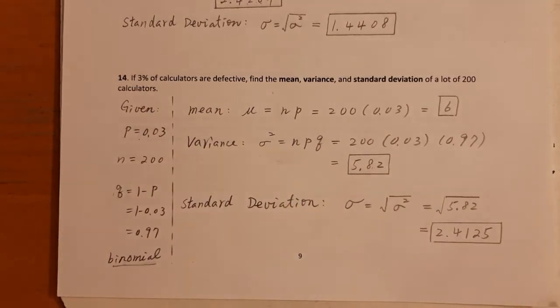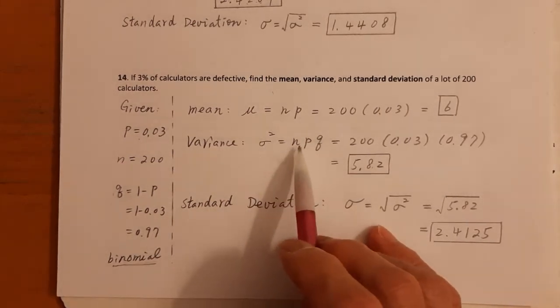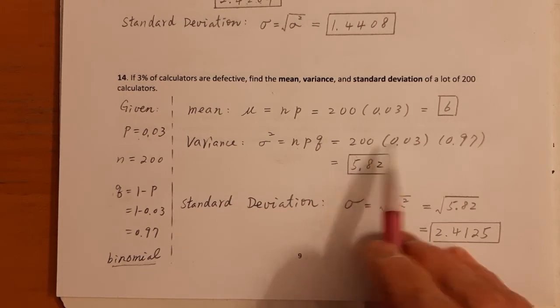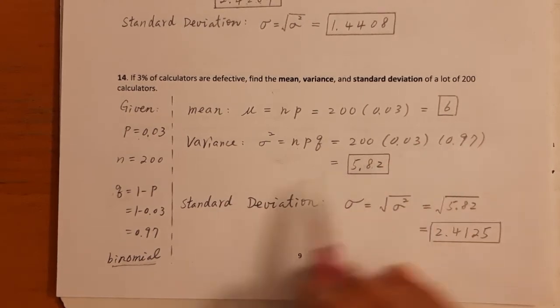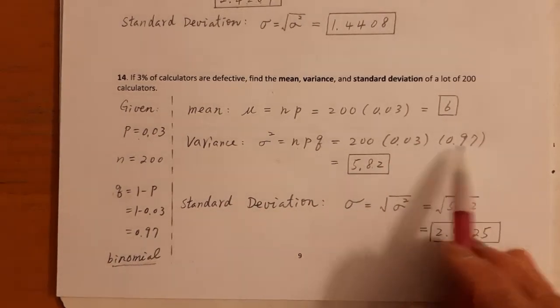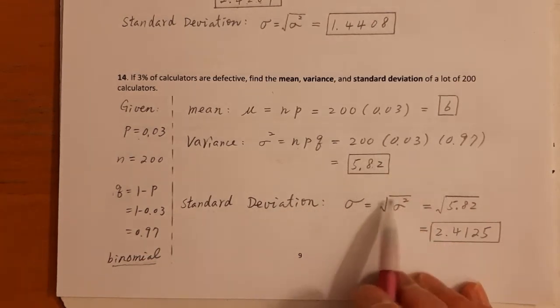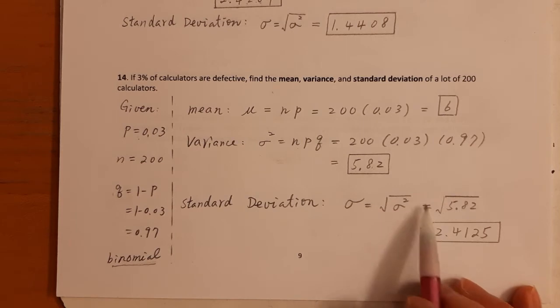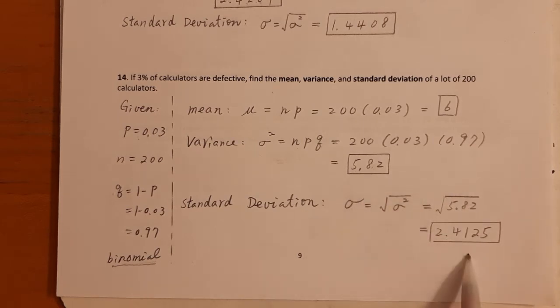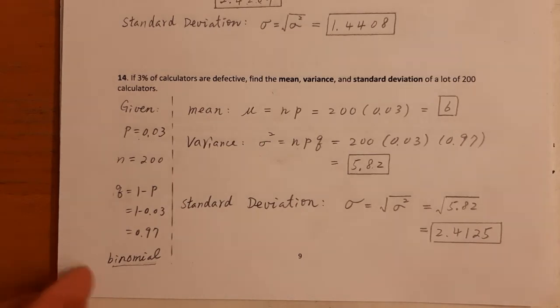This is the mean. And the variance formula for the binomial distribution is npq. n is 200, p is 0.03, q is 0.97. Multiplying together is 5.82. Take the square root. The variance 5.82, take the square root, is the standard deviation: 2.44125 calculators.